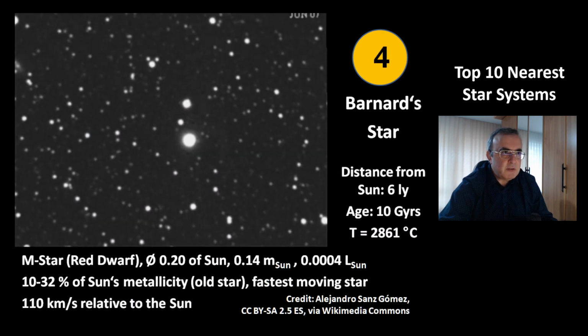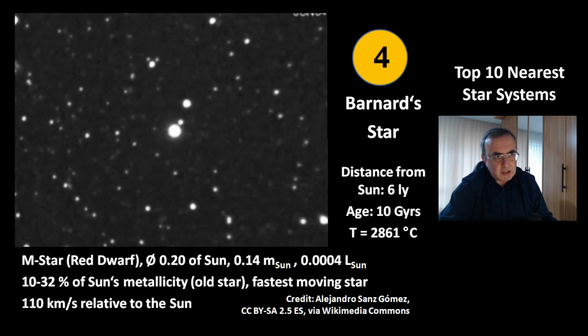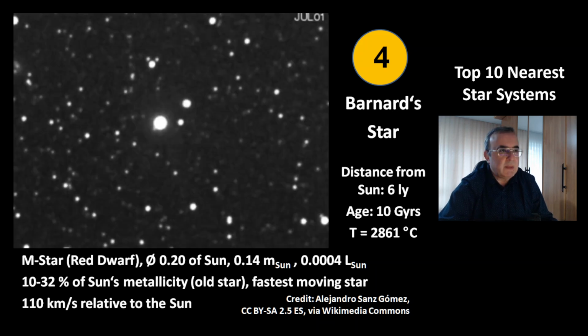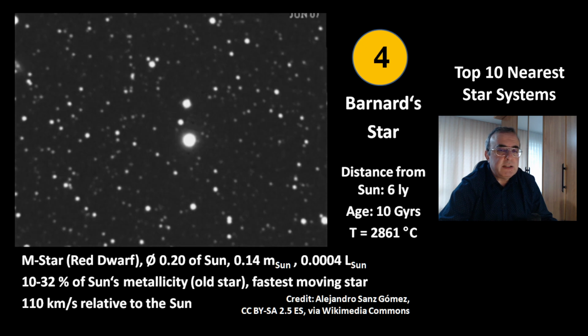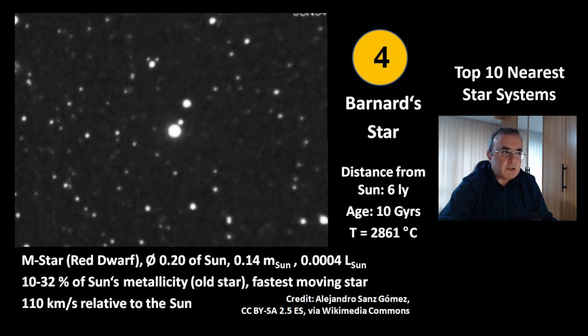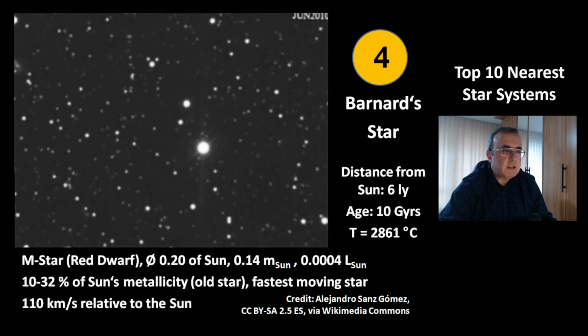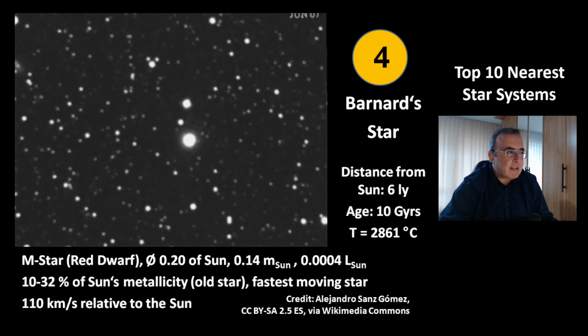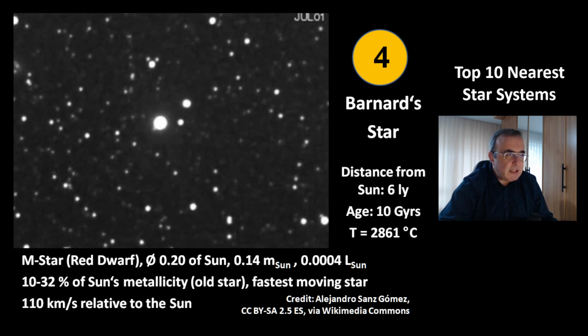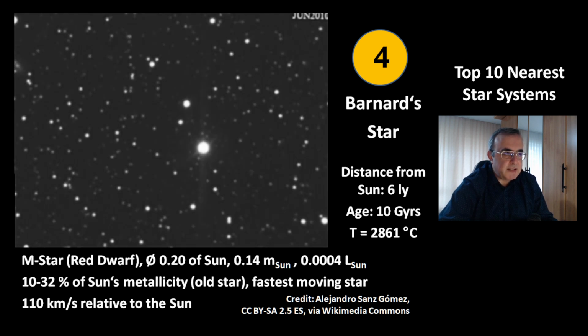This animation shows you the movement of Barnard star over 9 years. Barnard star is 6 light years away from the Sun. Age is 10 gigayears. And it's another M star, which is a red dwarf with 14% of Sun's mass and 20% of its diameter. It has only 10 to 32% of Sun's metallicity, because it's an old star. There's a relation between the metallicity of a star and its age.